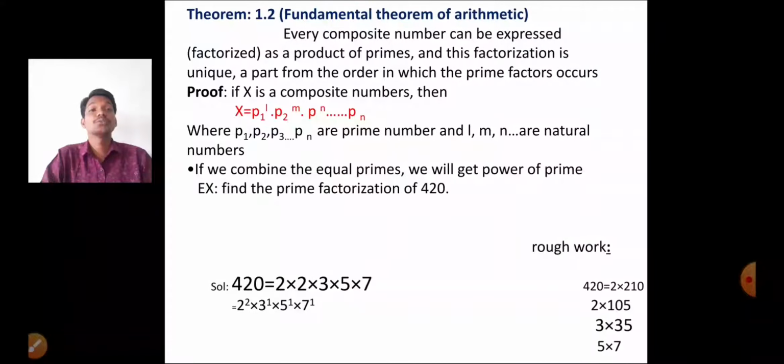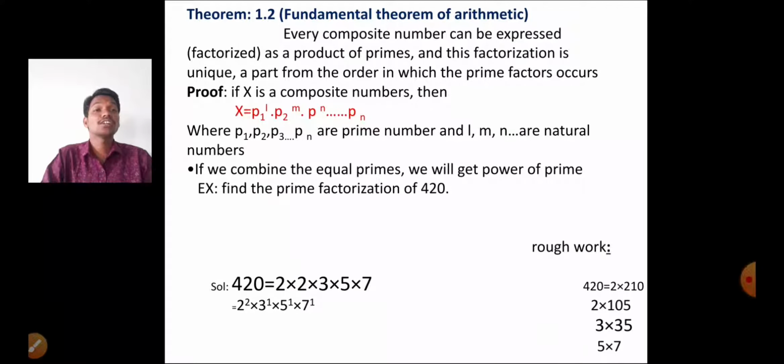Theorem 1.2. Fundamental theorem of arithmetic. Statement: every composite number can be factorized as a product of primes, and this factorization is unique, apart from the order in which the prime factors occur. Proof. What is given in the statement? Every composite number can be expressed as a product of primes, and this factorization is unique, apart from the order of the prime factors.